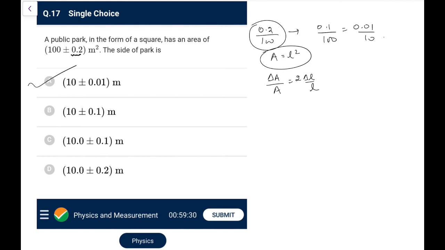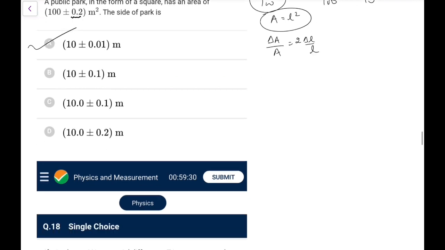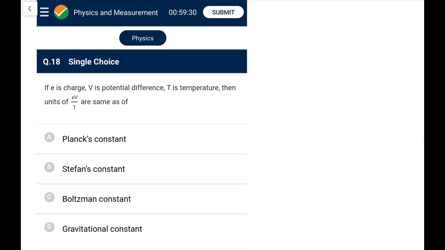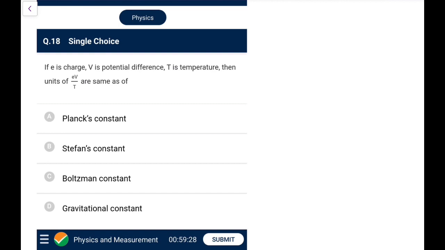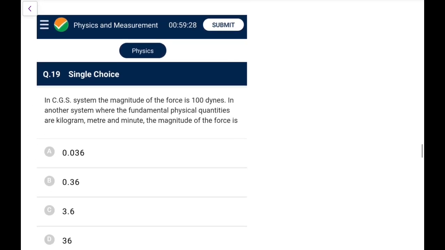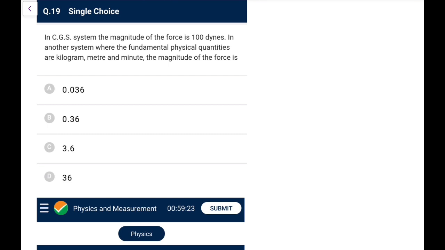So tick option A. Next, going ahead, if E is the charge, V is the potential difference, T is the temperature, then the units of EV by T are same as. So EV is energy and this is T. So energy is 3 by 2 kT. If you remember, for ideal gases, gas molecules have random thermal energy, so this E V by T would be same as K. K is called the Boltzmann constant. Go for option C.